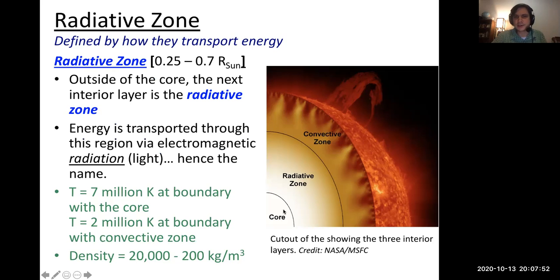Outside of the core, we need to transport energy, move it from one place to another. We're going to take the heat that's produced in the core and move it towards the surface. So it's really about how we're transferring the heat energy here. And the heat energy is going to be transported by light. You might be thinking, that sounds weird, heat transferred by light.